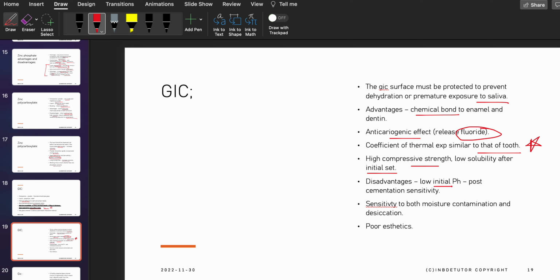It has a high compressive strength and low solubility after initial set. Disadvantages are low initial pH, post-cementation sensitivity, and sensitivity to both moisture contamination and desiccation. Desiccation means dryness, and it has got poor aesthetics as compared to composites.